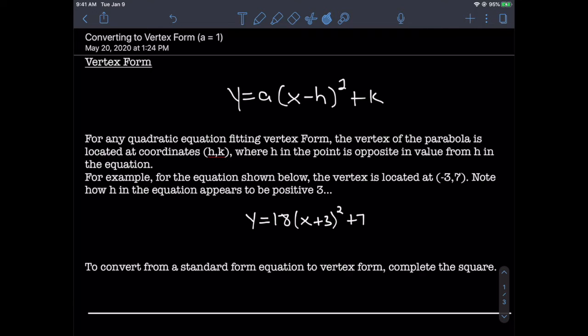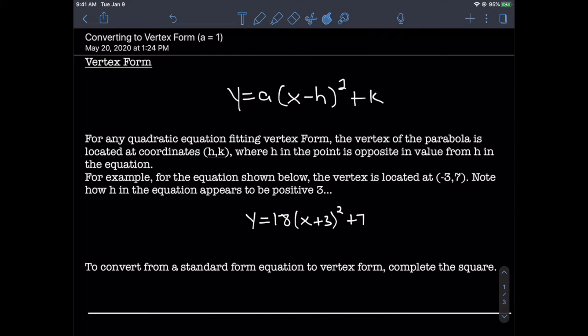Now, for any quadratic equation fitting the vertex form, the vertex of the parabola is located at the point h, k, where h in the point is opposite in value from h in the equation. We have an example equation here, y equals 18 times the quantity x plus 3 squared plus 7. The vertex is located at negative 3, 7. Now, you will no doubt notice that the 3 here and the 3 here are opposite in value.